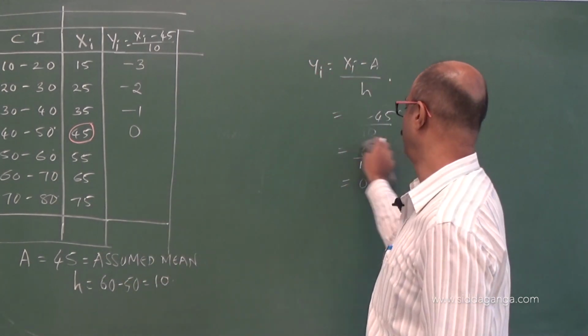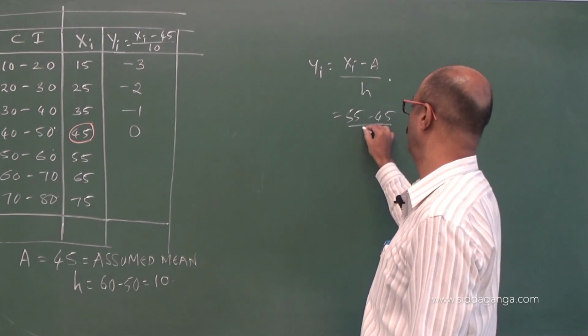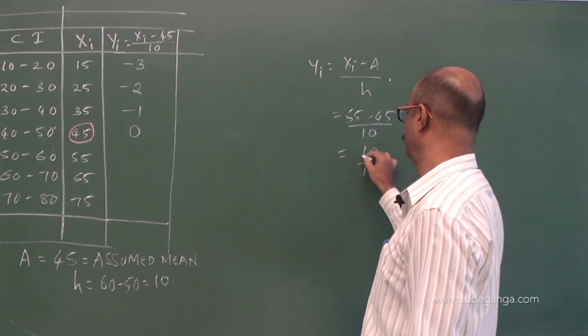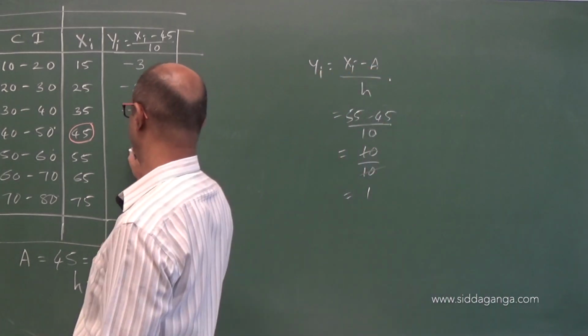Next, we will go for 55. This is 55 minus 45 divided by 10. You will get 10 divided by 10. Both the numbers get cancelled. You will get 1. So, this is 1.